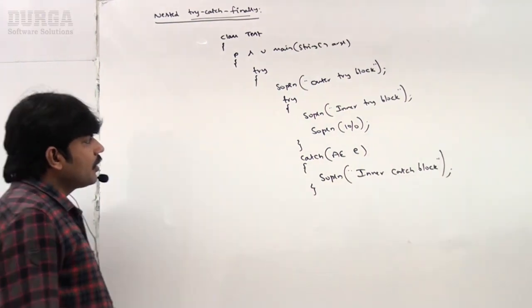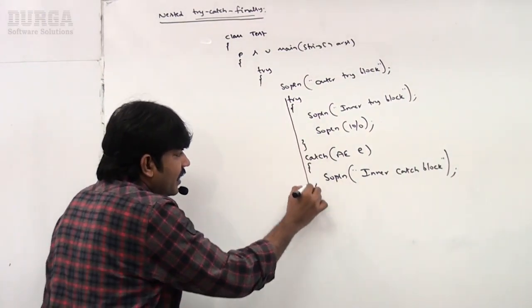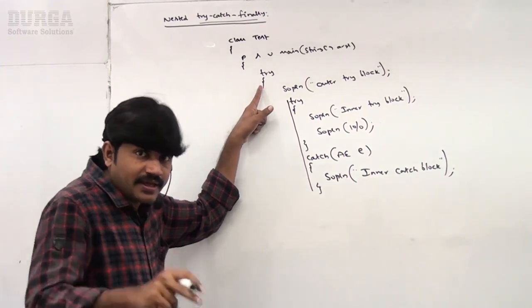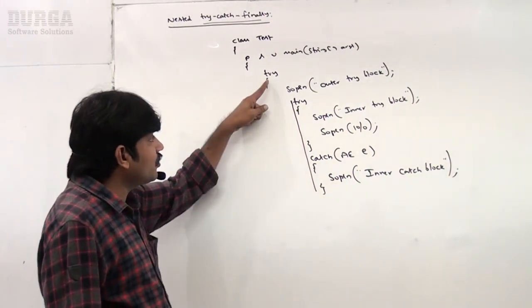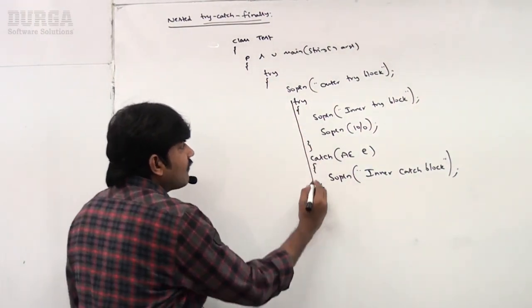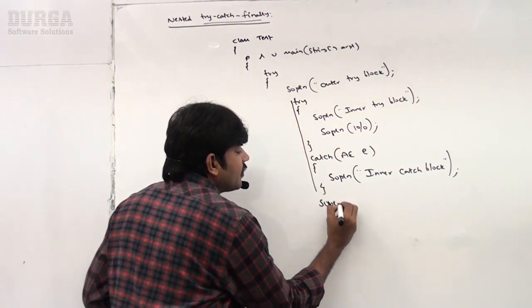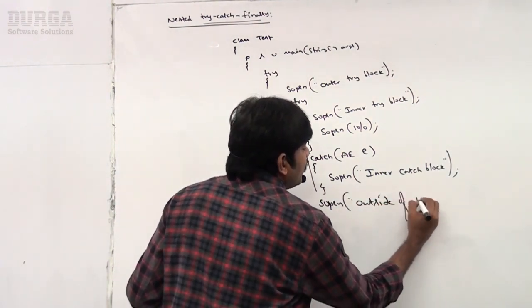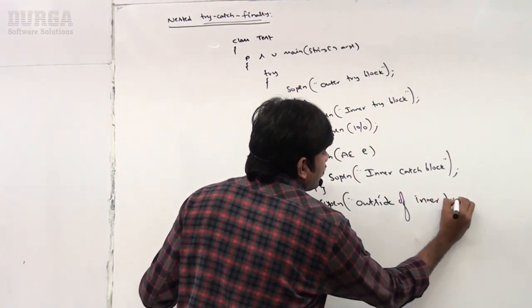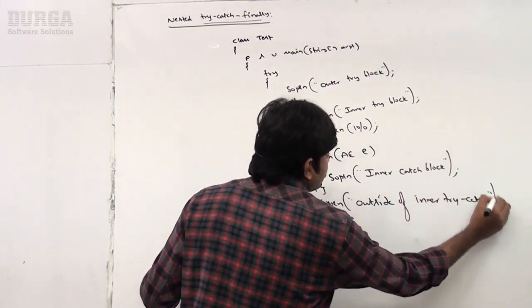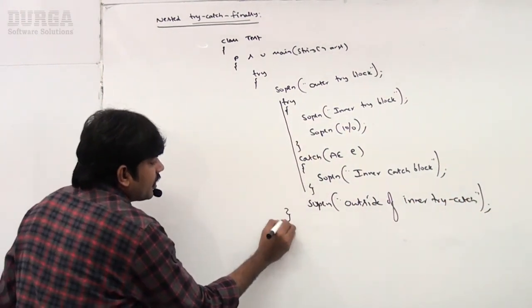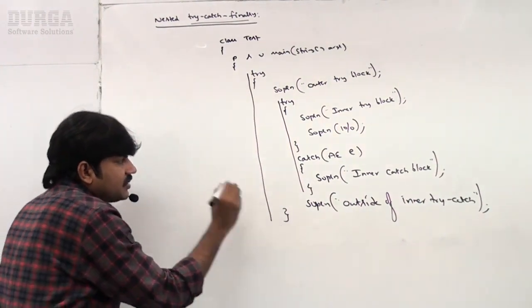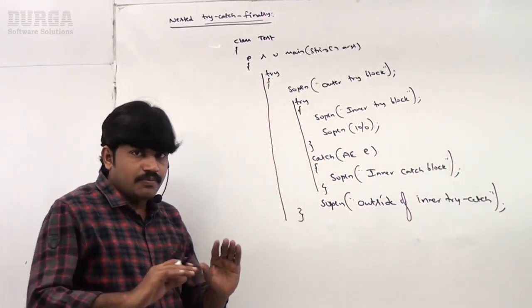Now this is the try catch I took inside the try block, remember. Now after this inner try catch, System.out.println("outside inner try catch"). That's all, end of this one. Yes sir, this is the outer try completed.